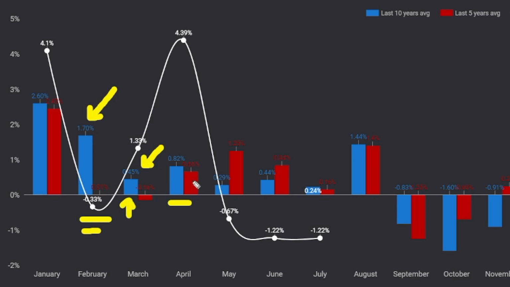April, 0.82, 0.66. Those are our averages, 10 and 5 years respectively. We got 4.39%. So what you can see here is that now in the month of May and in the month of June, the seasonal trend was off, right? So we had actually a worse than expected outcome during these months. Now remember, it's an average kind of thing. Not every month is going to be exactly as forecasted, but it's a nice thing to know what the seasonal expectation is for each particular asset during each month of the particular year that we're in.